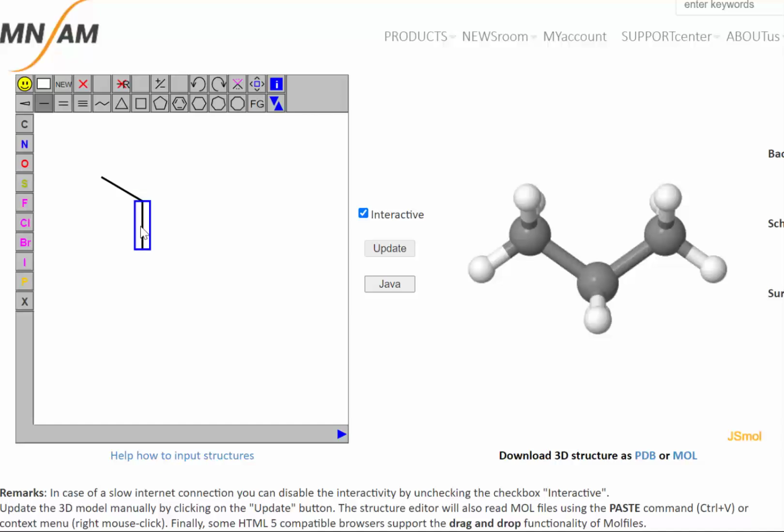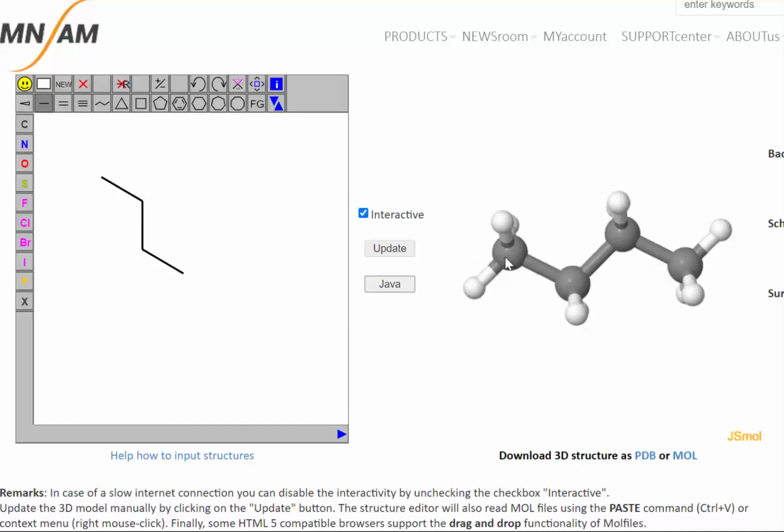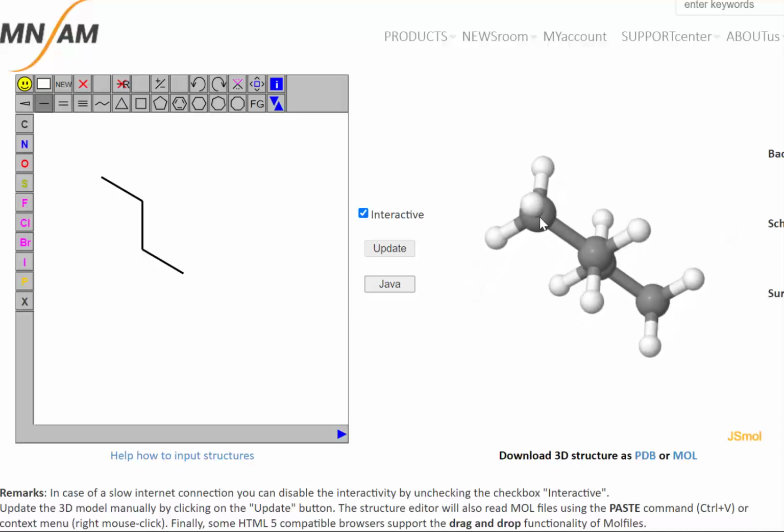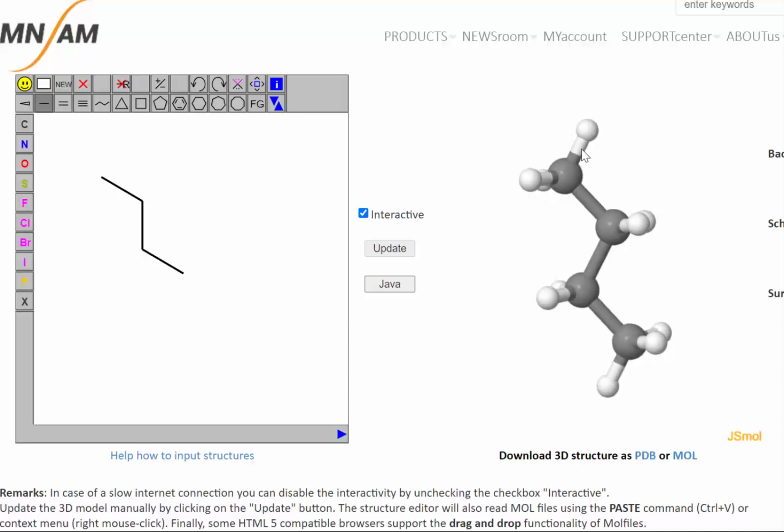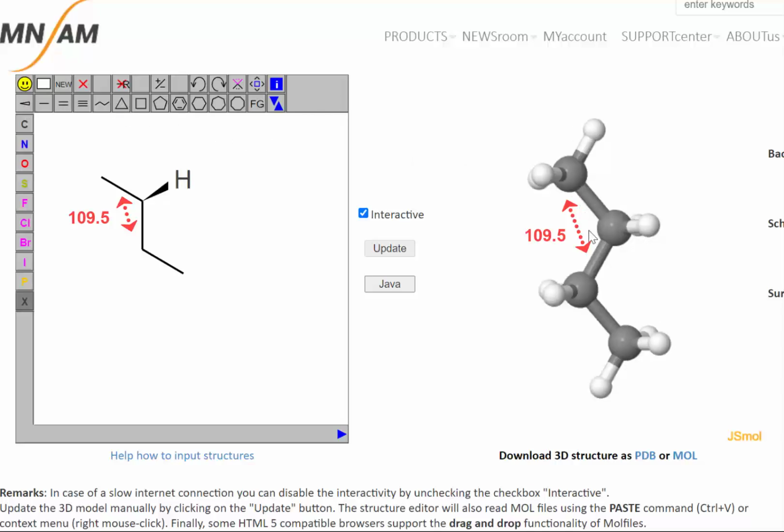Let us add one more carbon to make butane. Now we can reorient the ball and stick model so that it is aligned with the bond line drawing. Red dashed arrows are drawn to bring to our attention that the carbon-carbon-carbon bond angle is essentially the same in the ball and stick representation and in the bond line drawing, and of course should be about 109.5 degrees.